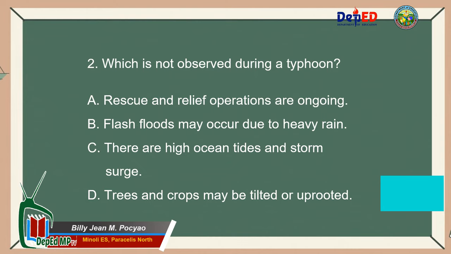Number 2. Which is not observed during a typhoon? Letter A. Rescue and relief operations are ongoing. Letter B. Flash floods may occur due to heavy rain. Letter C. There are high ocean tides and storm surge. Letter D. Trees and crops may be tilted or uprooted. The correct answer is letter A.